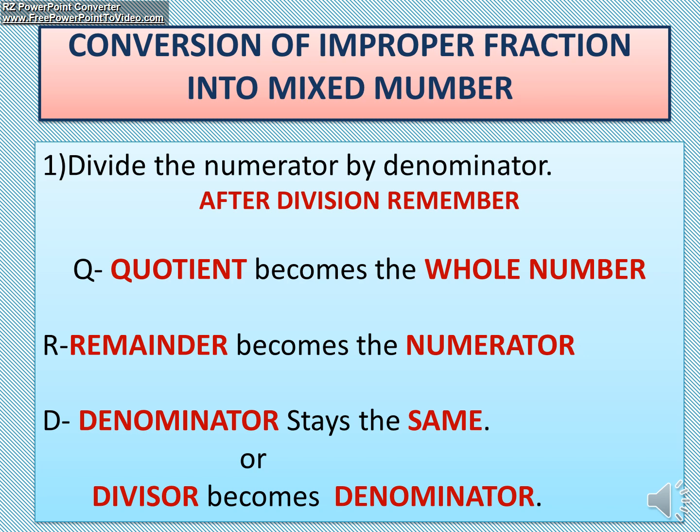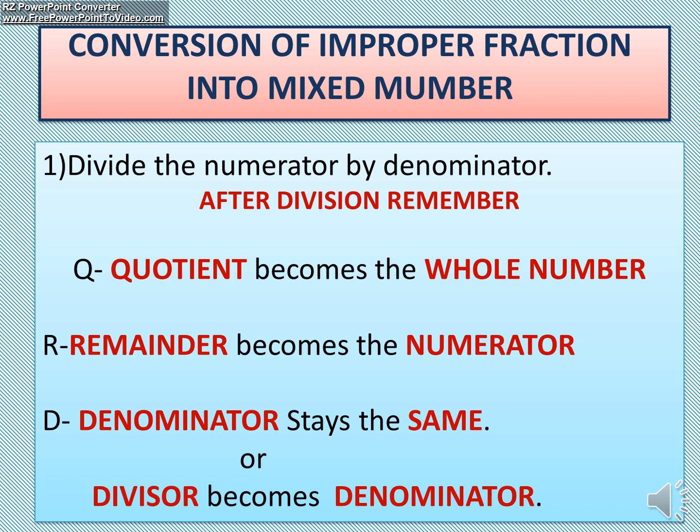Once again I am repeating, first what you will do, you will divide the numerator by denominator. ओके आपको न्यूमरेटर को डिनोमिनेटर से डिवाइड करना है. After the division is over, आपका डिविजन होने के बाद the quotient, what is quotient? The answer which we are getting after the division is called as quotient. Okay, the quotient becomes the whole number. Okay, वो जो whole number है वो quotient बन जाता है.